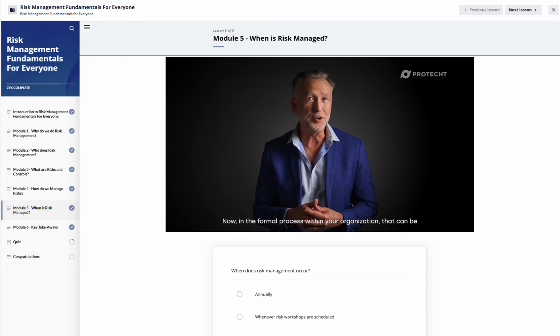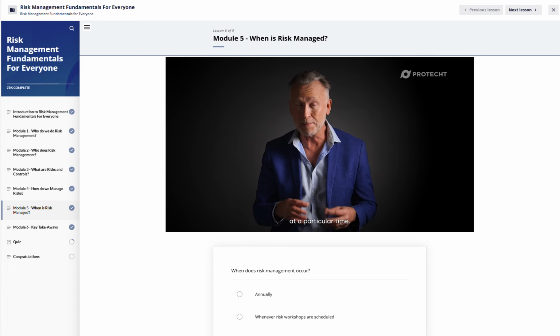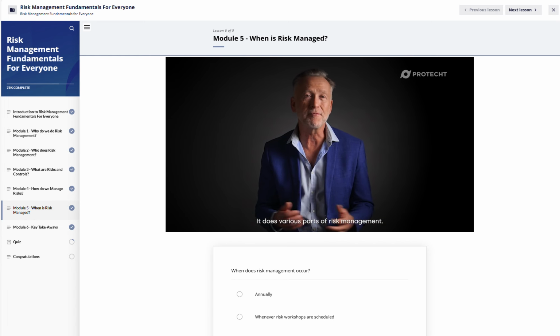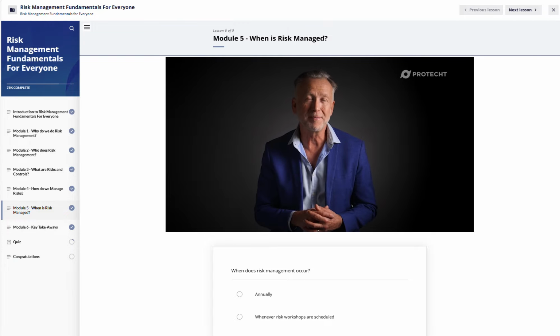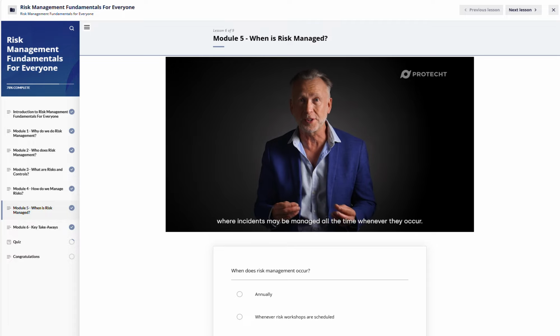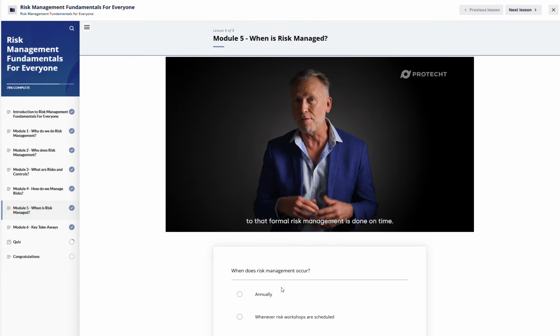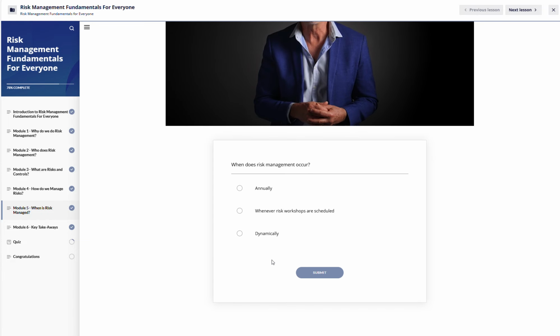Now, in the formal process within your organisation, that can be sometimes really difficult and take a lot of time. Therefore, your organisation may have a particular cadence, a particular time. It does various parts of risk management. For example, a risk assessment may only formally be done once every year or once every 6 months. The collection of risk information, called risk metrics, may be once a month, where incidents may be managed all the time whenever they occur. Find out what the cadence is of risk management in your organisation and make sure your contribution to that formal risk management is done on time.